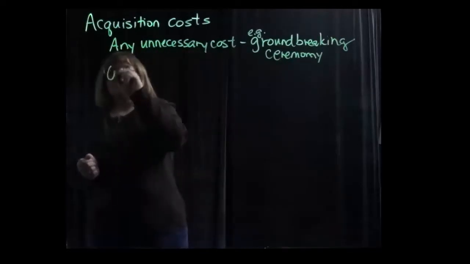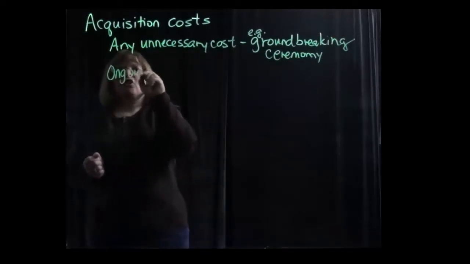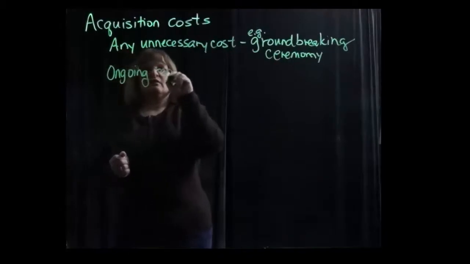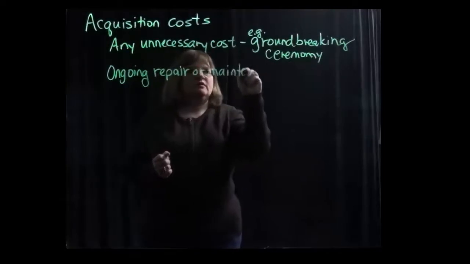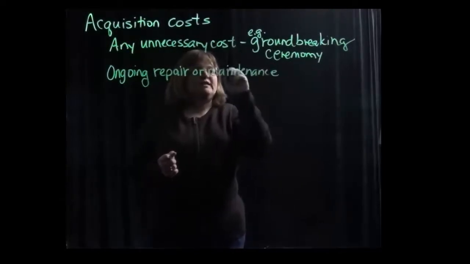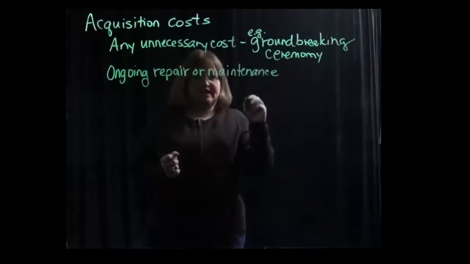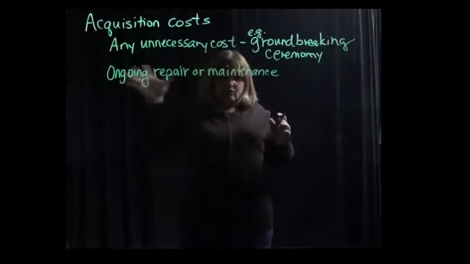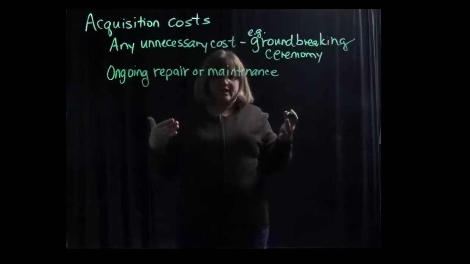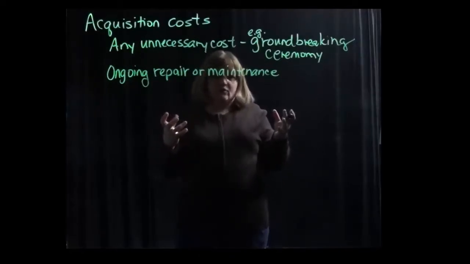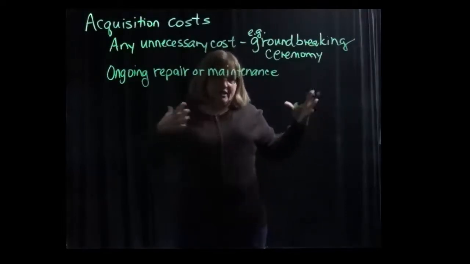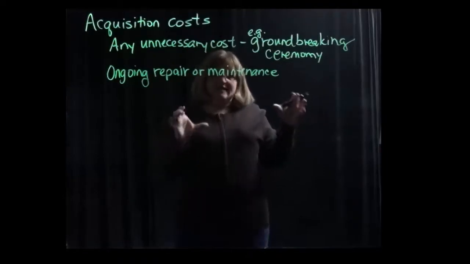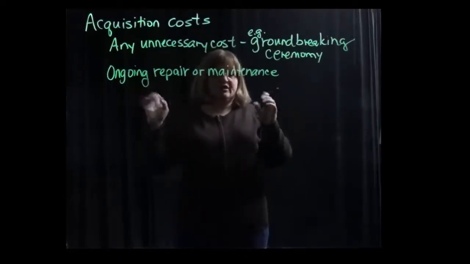Also, any ongoing repair or maintenance cost. Now, if it needs repair immediately on buying it to get it ready for its intended use, that would not be an ongoing repair. That repair would be included. So, for example, if you bought a computer and it wasn't working properly when you bought it, and you had bought it used, and you needed to repair it in order to make it usable, that initial repair cost would be part of the cost of the computer.